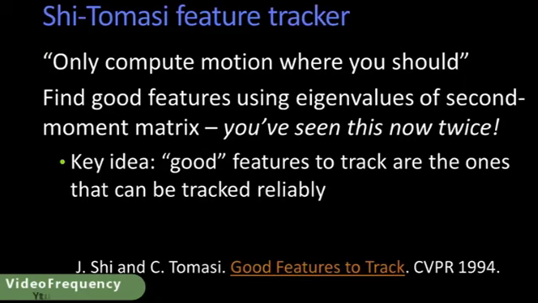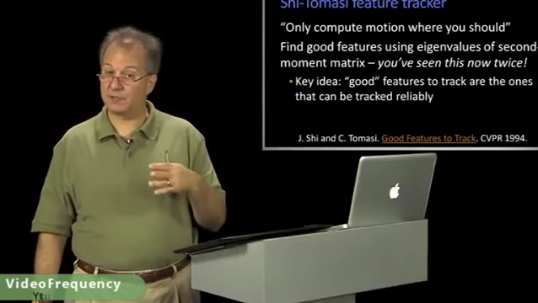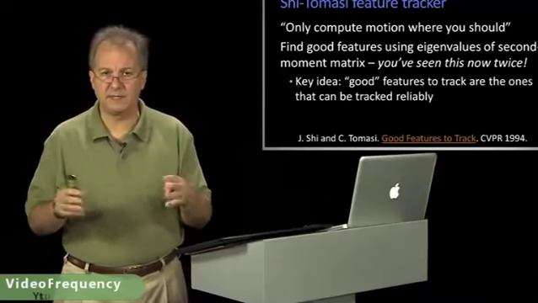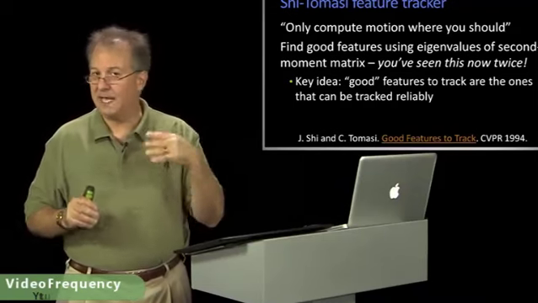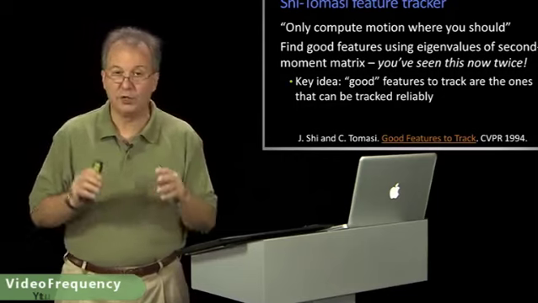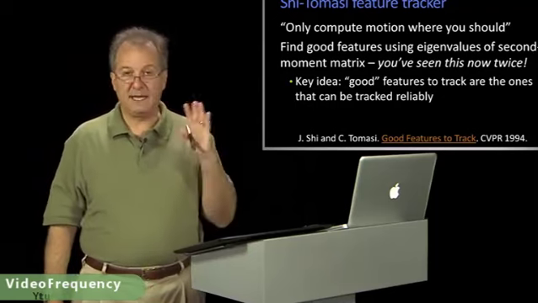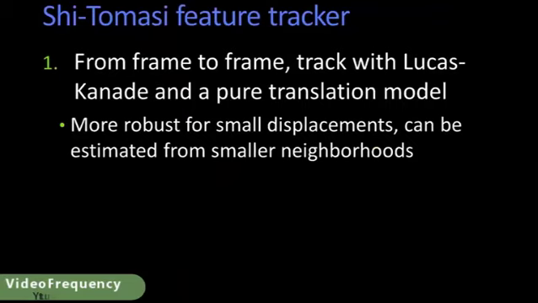We'll start with one very simple description that you've actually already seen. We talked about the Shi and Tomasi feature tracker, and basically it's this idea of only compute motion where you should. We talked about this when we talked about the Harris corners, and how to analyze that second moment matrix. And we said there are other ways of analyzing that second moment matrix, including the eigenvectors and eigenvalues. And we said that there was this Shi-Tomasi thing called good features to track, which OpenCV made use of. Basically, the idea was to just track points that you can track reliably. Their basic algorithm was the following.